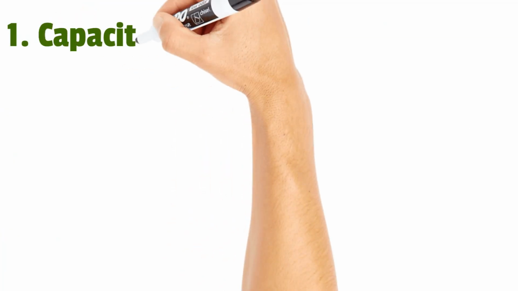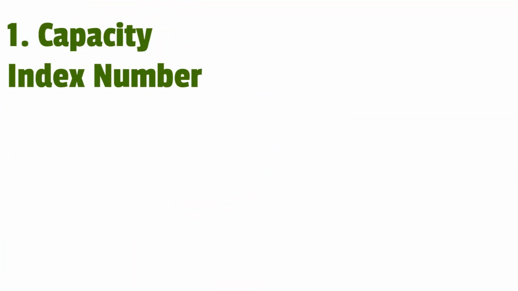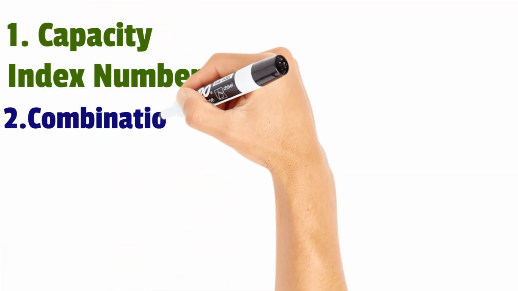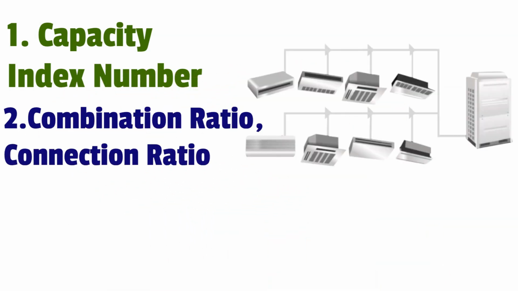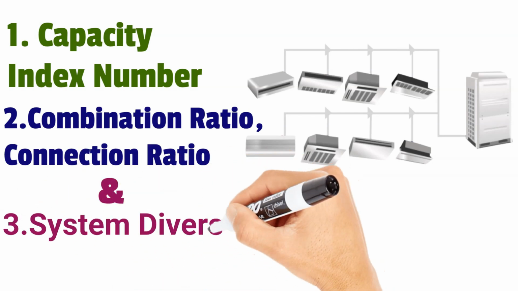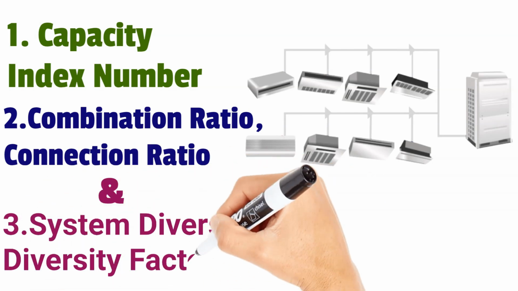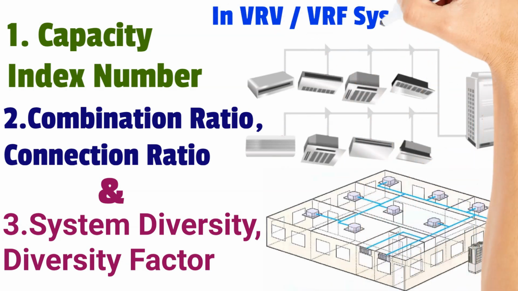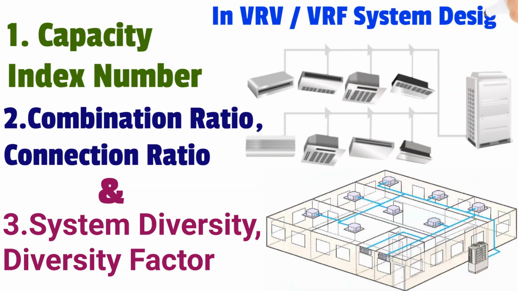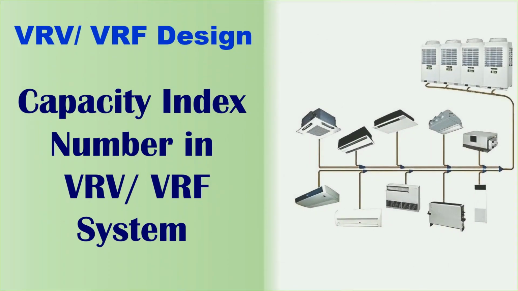In this video, we will go through the 3 important design parameters used in VRF and VRV system design. 1. Capacity index number. 2. Combination ratio, or connection ratio. 3. System diversity and diversity factor.